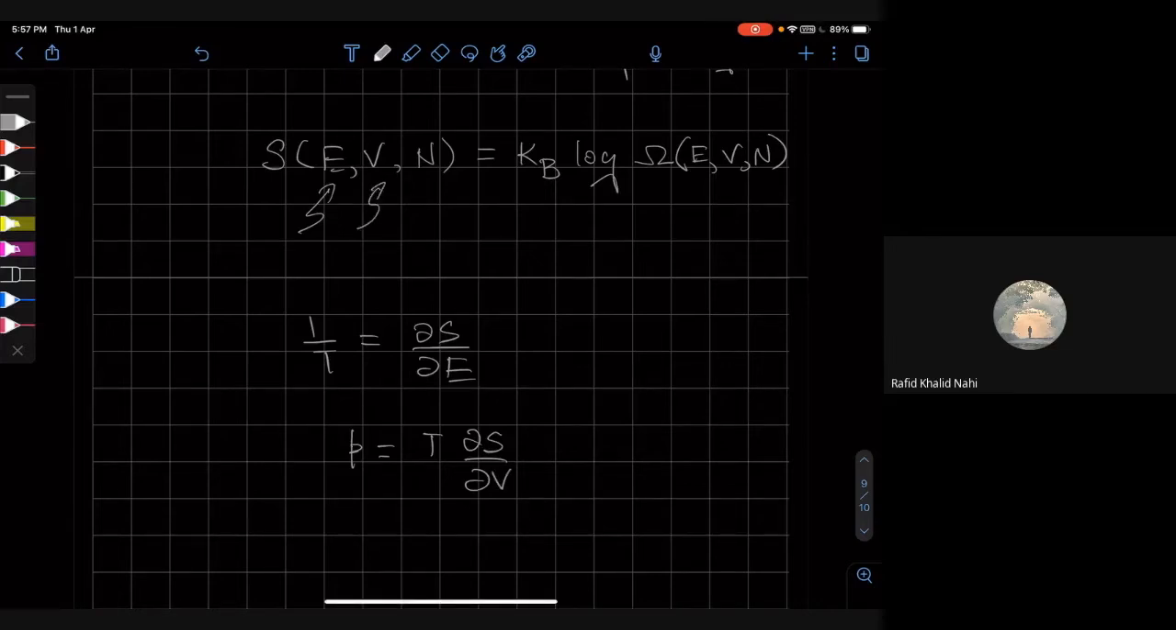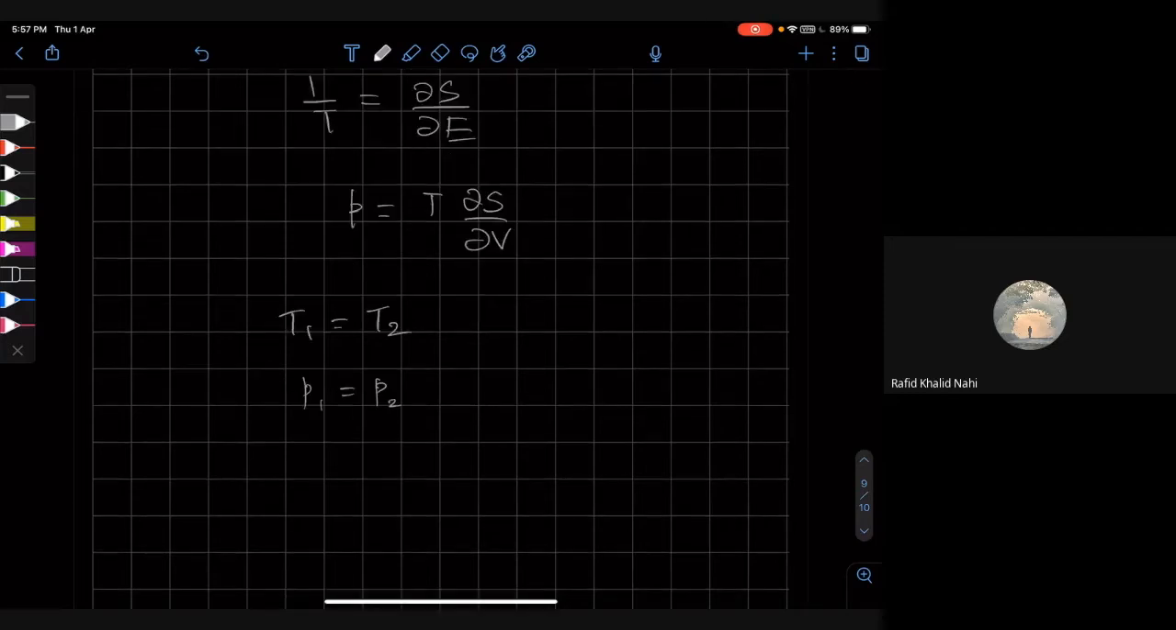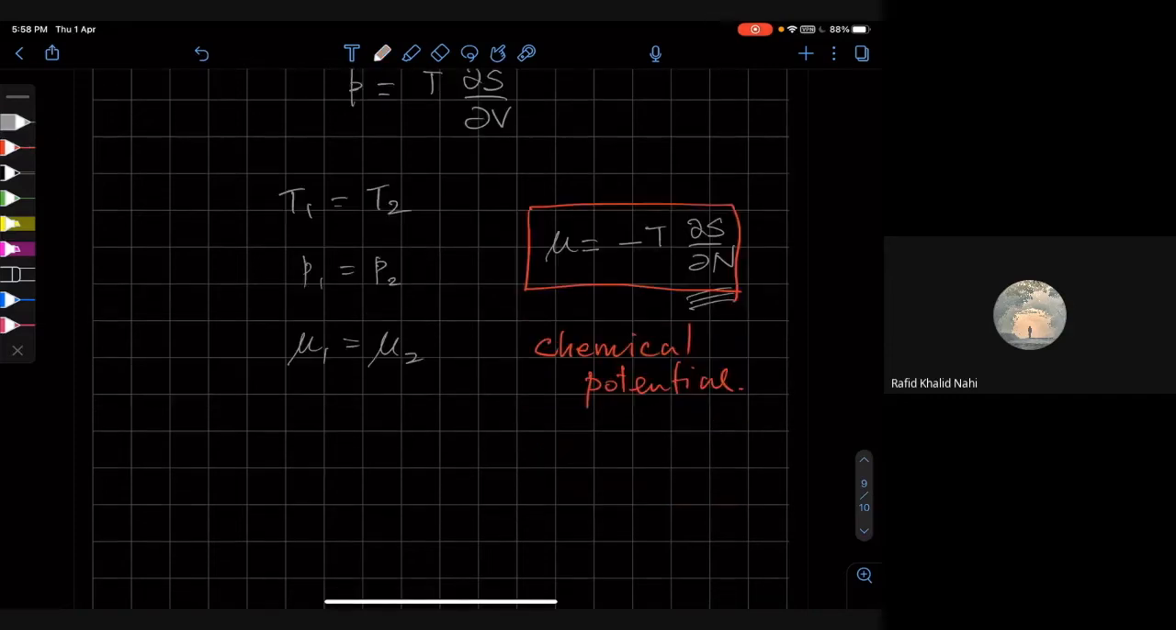But now we also have an N dependence. And if we go through the same derivation as before, what we will see is that not only do we require T1 equals T2 between the two systems and P1 equals P2, we will also require mu1 is equal to mu2, where mu is given by minus T del S by del N. Of course, because N is such a large number, we can consider this to be a continuous variable. Okay, so this object, mu, is called the chemical potential. And so the idea is that the chemical potential is the quantity that has to be equal between two systems for them to be in equilibrium with each other.